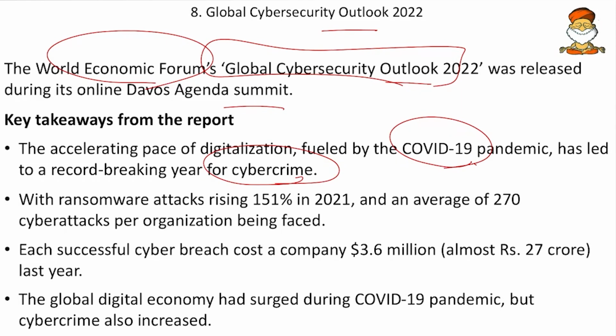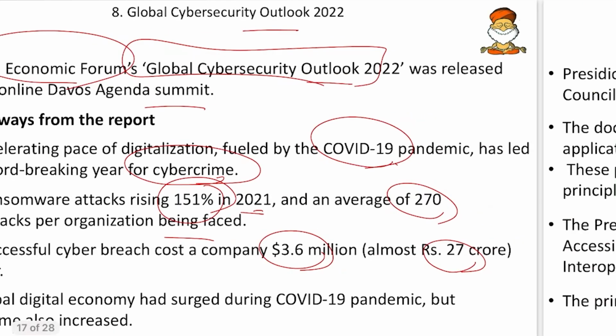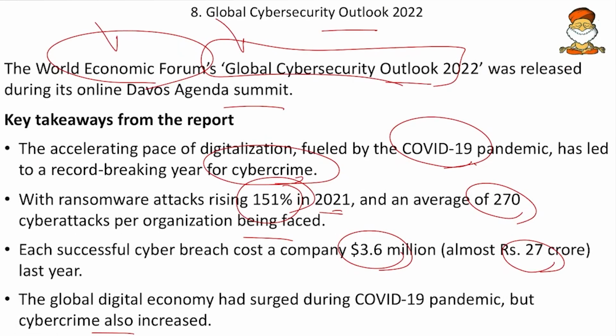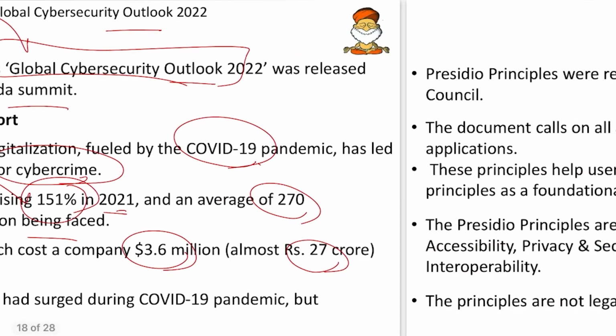And here the ransomware attacks, so they rose to more than 151% in 2021, and on an average 270 cyber attacks per organization is being faced. And each successful cyber breach costs a company 3.6 million. So that means it is almost 27 crore for each cyber attack. And the global digital economy has surged during COVID-19 pandemic, but the cybercrime has also increased. So as and when digitalization increases, cybercrime also increases. So friends, remember the report and the forum and this 151% and the increase of cybersecurity after COVID-19.